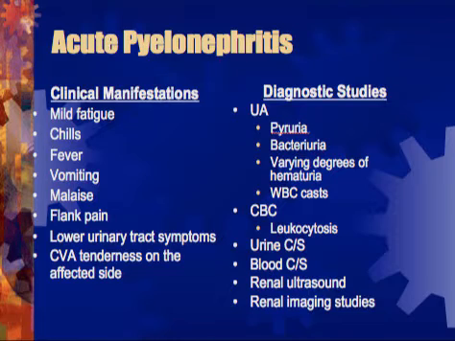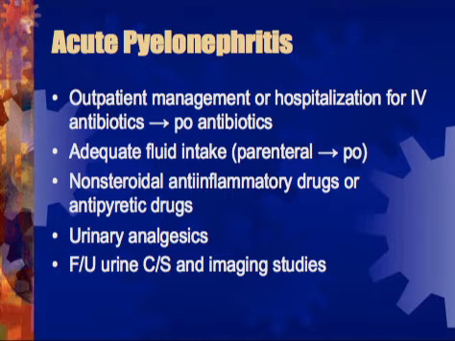Diagnostic studies: UA, looking for polyuria, bacteriuria, varying degrees of hematuria, and WBC casts. And some of these normal and abnormal signs and symptoms were discussed in the last video. CBC, looking for an increase in WBCs, urine culture and sensitivity, blood culture and sensitivity, renal ultrasound, and renal imaging studies. For patients who have a urinary tract infection within the kidney itself, your book pretty much goes through it and names some drugs. There is a little chart I see in the 10th edition.